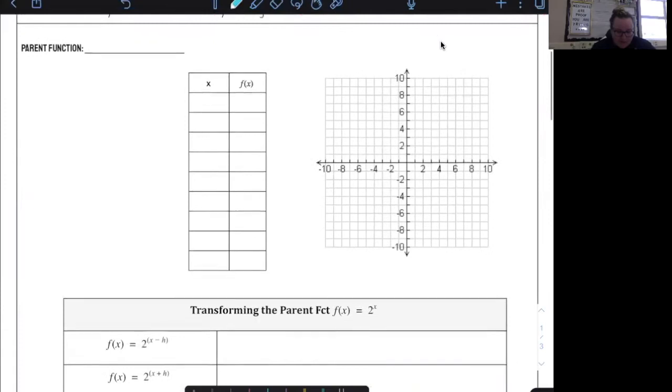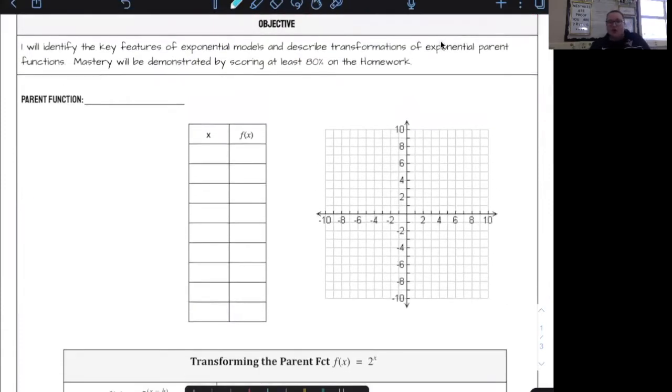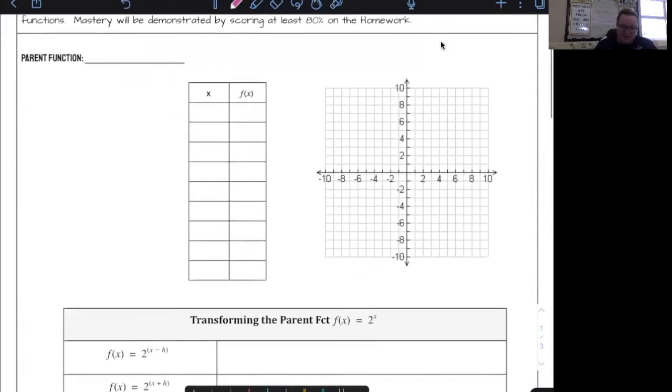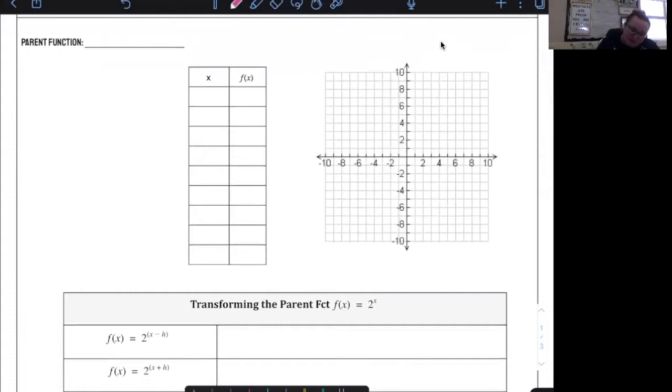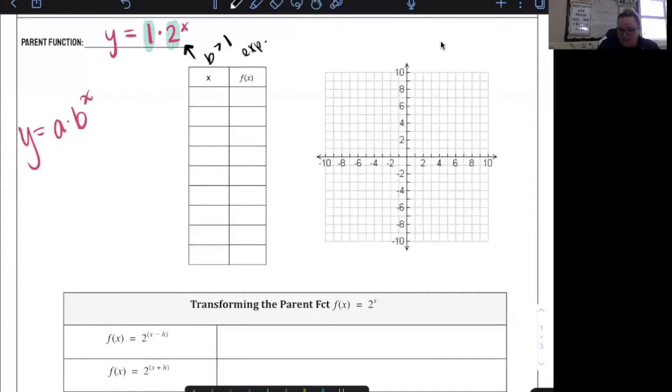So when I talk about a parent function of an exponential model, I'm talking about any exponential function in the form of y equals a times b to the x. The parent function we're going to focus on for this lesson is y equals 1 times 2 to the x, where our a value is 1 and our b value is 2. If you recall from our previous lesson, if b is greater than 1, then this represents exponential growth.